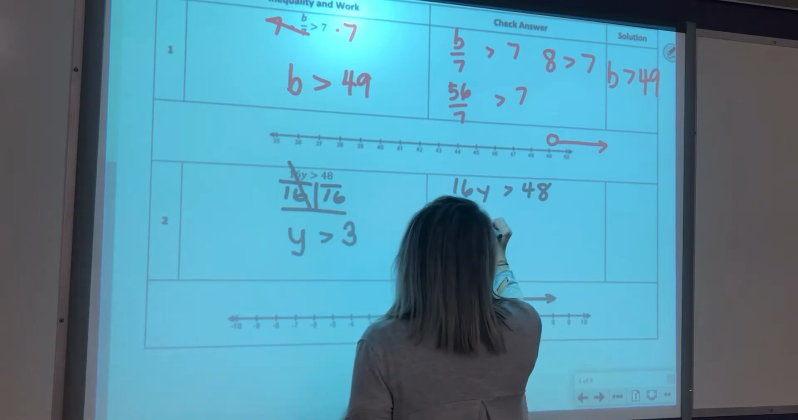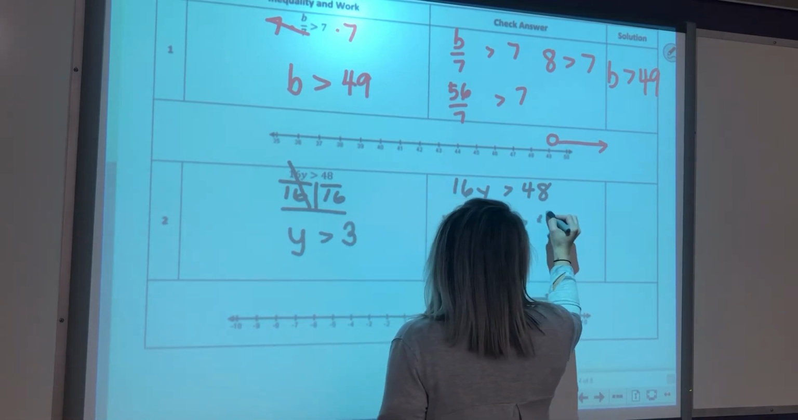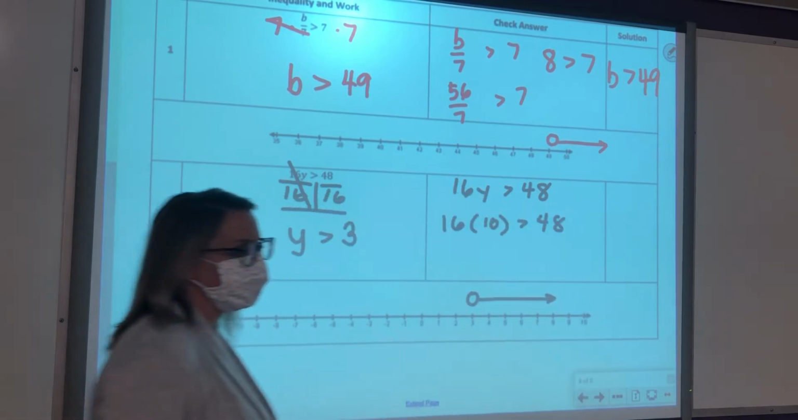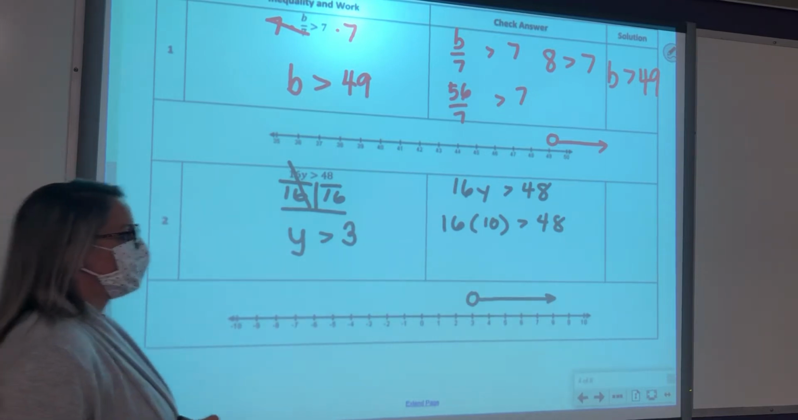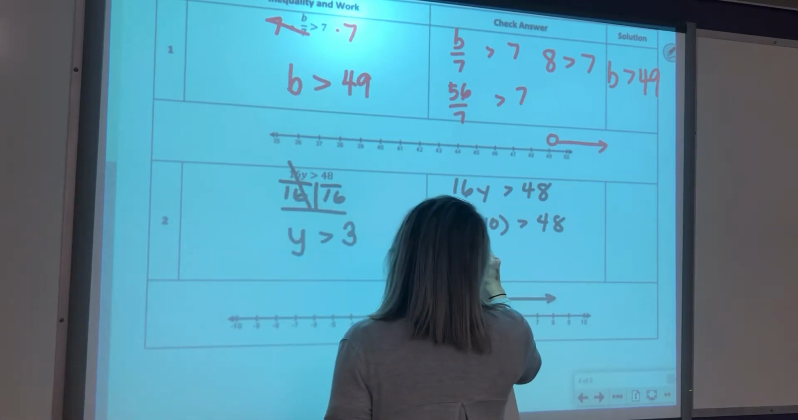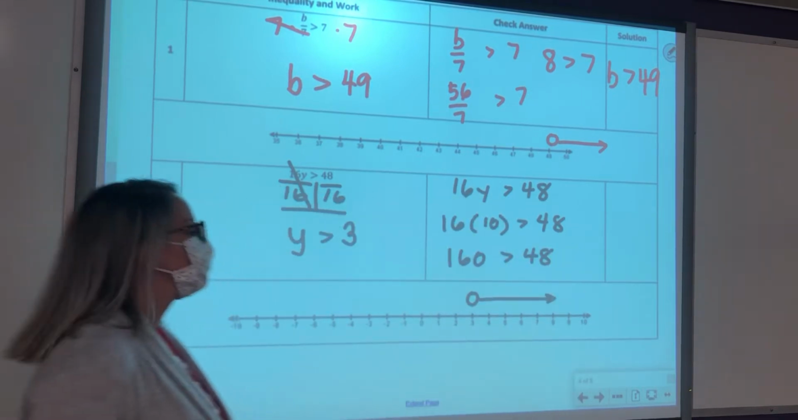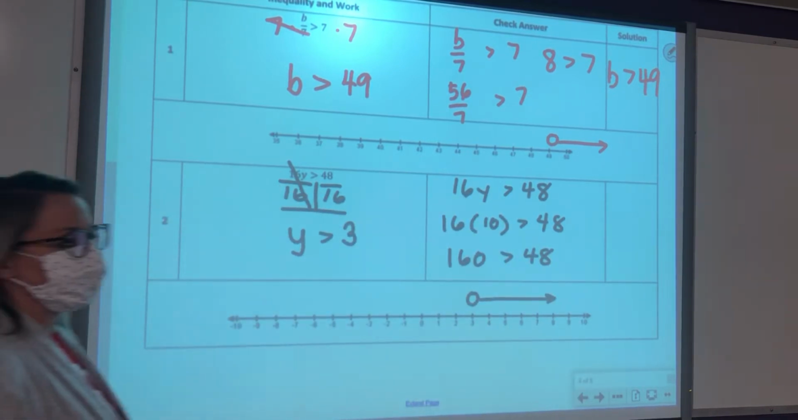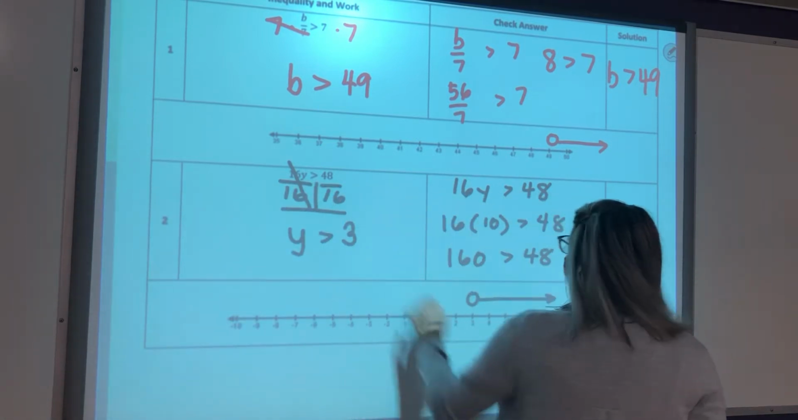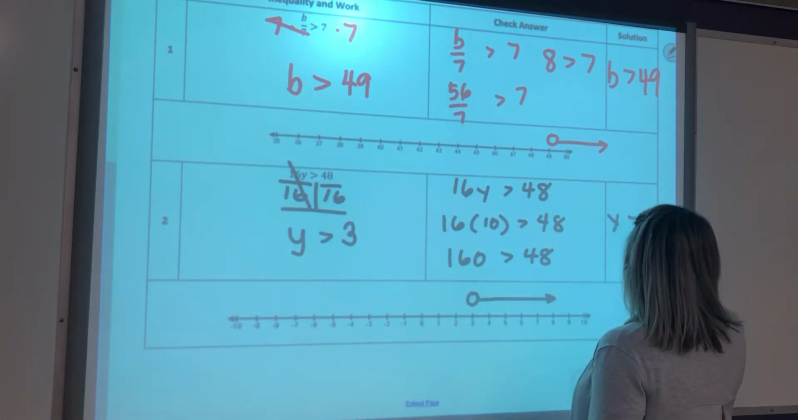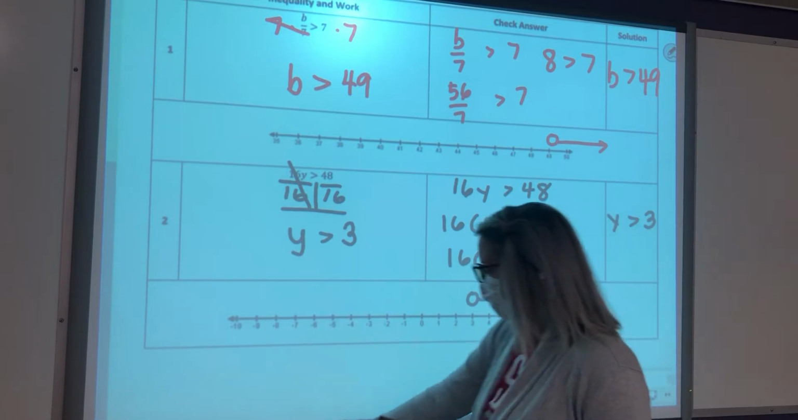So I'm going to go 16 times 10 is greater than 48. So then 160 is greater than 48. So again, my solution is y is greater than 3.